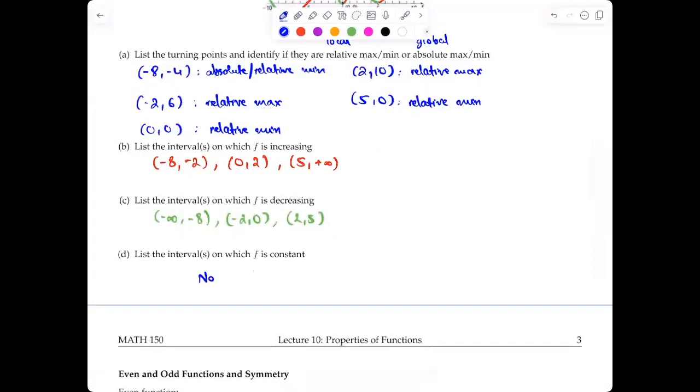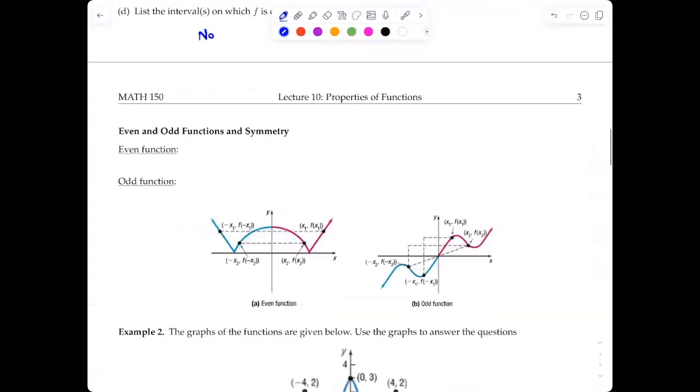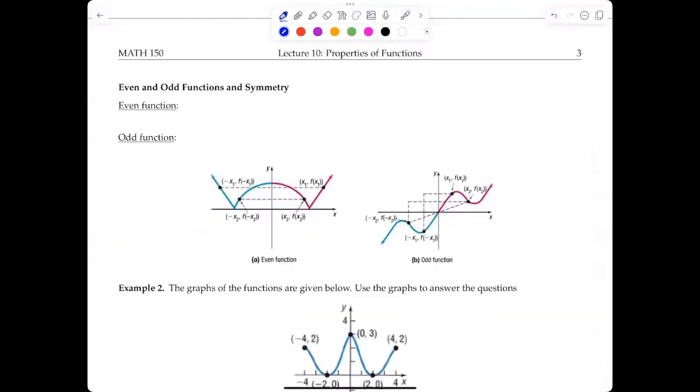Right, so the next concept I want to give you is the even and odd functions. It's very simple when you look at the graph to identify which function is an even function and which function is an odd function. Okay, so for even function, the graph of the function is symmetrical with respect to the y-axis. So that's the even function. And for odd function, the graph of the function is symmetrical with respect to the origin.